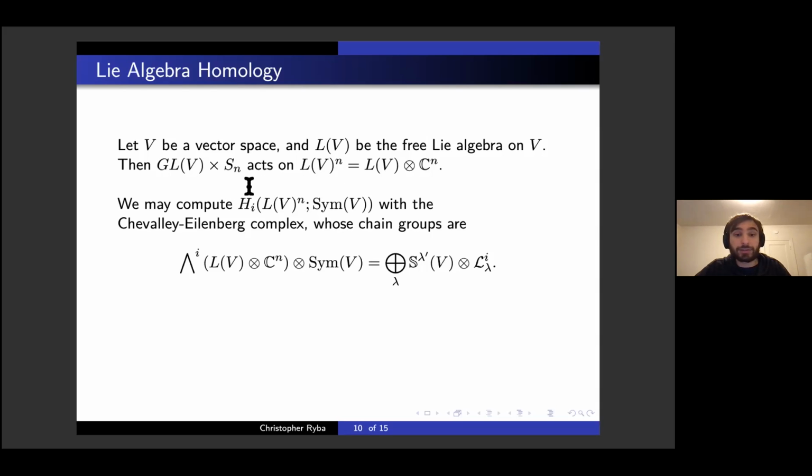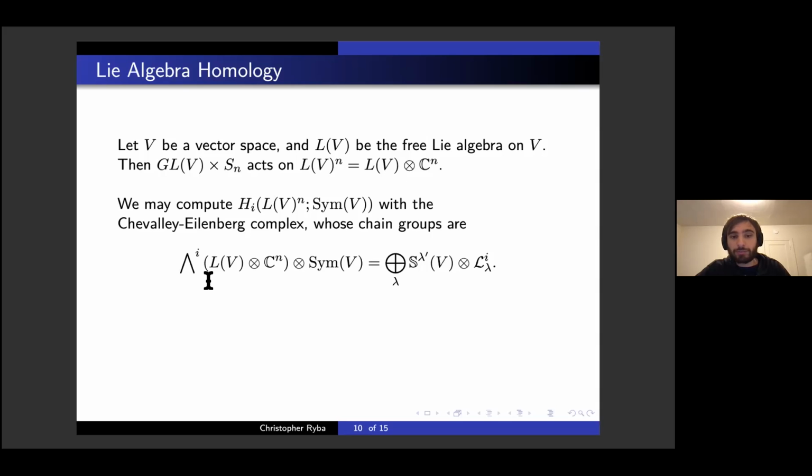One way of computing these homology groups is with the Chevalley-Eilenberg complex. And in that case, the terms of this Lie algebra homology, of the complex, are given by exterior powers of the Lie algebra tensored with the module. And I want to emphasize that this expression, where I take an exterior power of this quantity, is going to be a representation of GLN just because that was the case for the underlying Lie algebra.